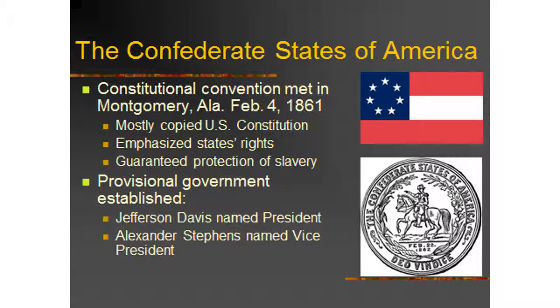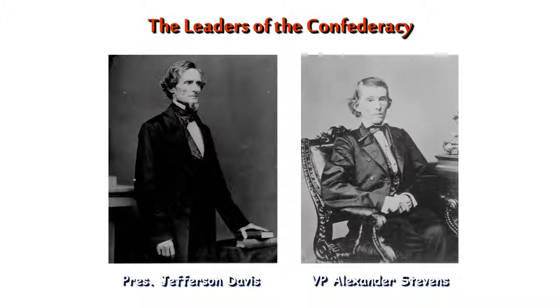Big differences, though, between the 2 constitutions are the Confederate States emphasized state rights, and they guaranteed the protection of slavery, so slavery was legalized under the CSA Constitution. They also chose their leaders, and Jefferson Davis was named president, and Alexander Stephens named vice president. Here are pictures of the 2. That's President Jefferson Davis and Vice President Alexander Stephens.